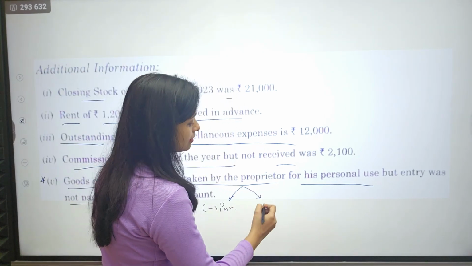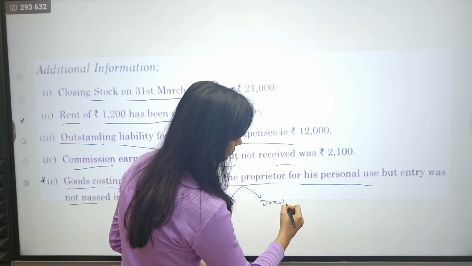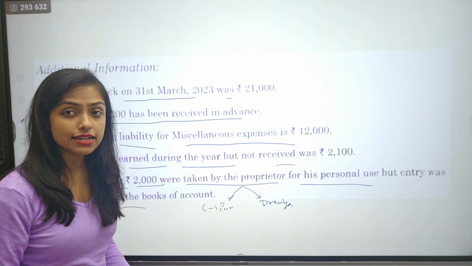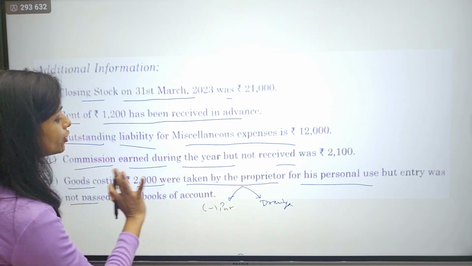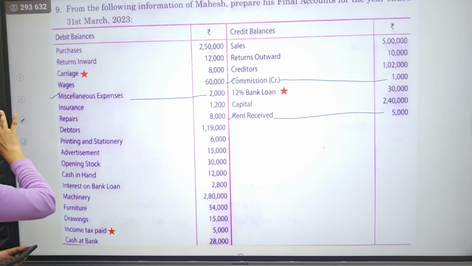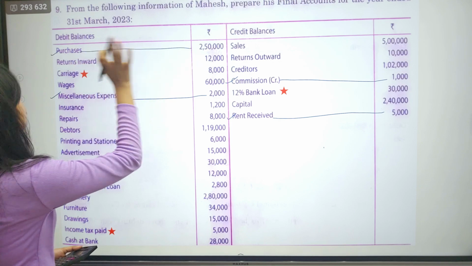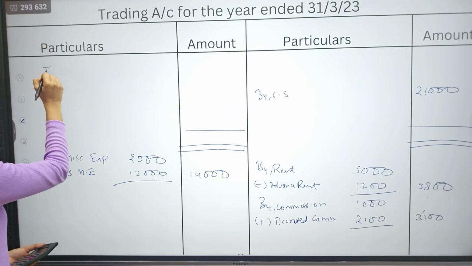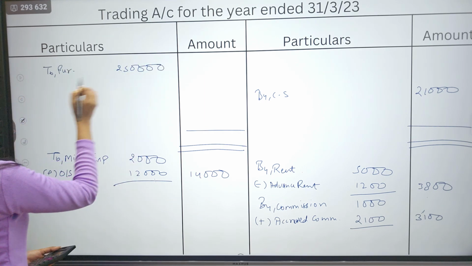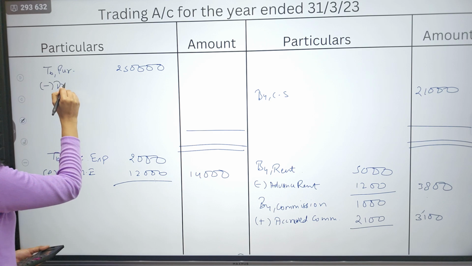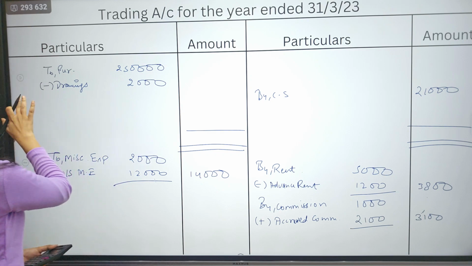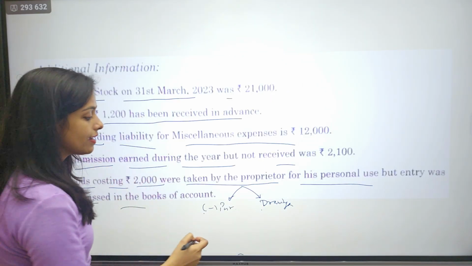And second, this has to be treated like drawings because the proprietor has taken it from the business. It was an asset and the proprietor took it from the business, so it is a kind of drawings. So these are the two places we are going to adjust it in. First, let's find out how much purchases we had made. 2,50,000 rupees. So if I write my purchases over here, 2,50,000, I will reduce it like drawings. He took 2,000 rupees of goods from the business. Fine. This is the first place that I adjust it in.